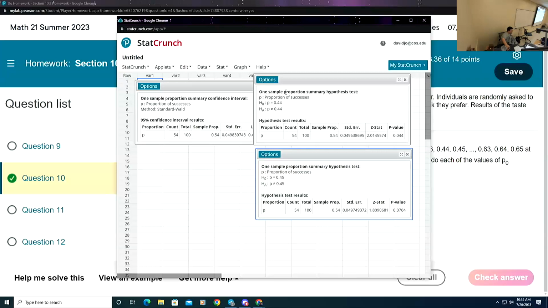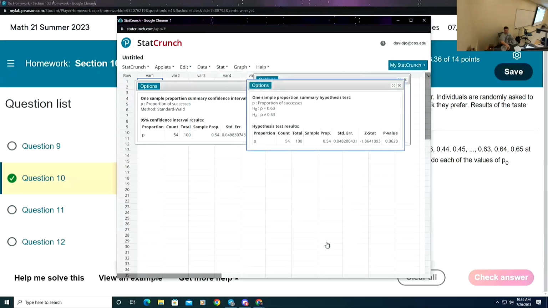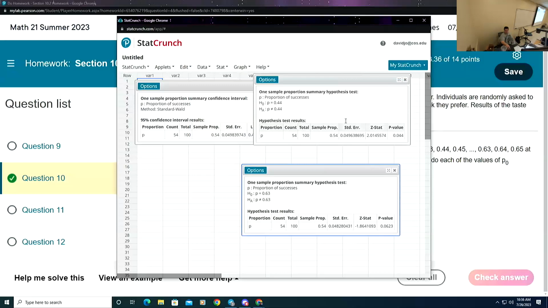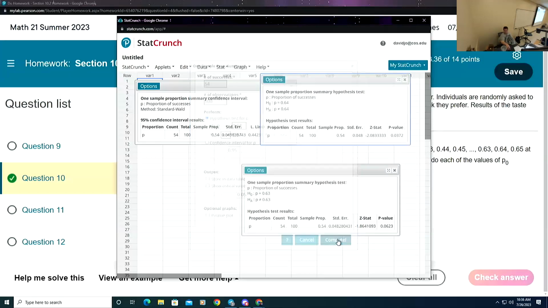I'm going to check the other one. 0.63 was in, 0.63 should be a safe value. It should be above 0.05. If you don't want to make a whole bunch of windows and type it every time, you can always do options and edit and just change the value you're looking at. 0.63 was above 0.05. And the other one I was going to check was 0.64. I'll edit this one. And that one is below 0.05. So we can see that those are the threshold boundaries.